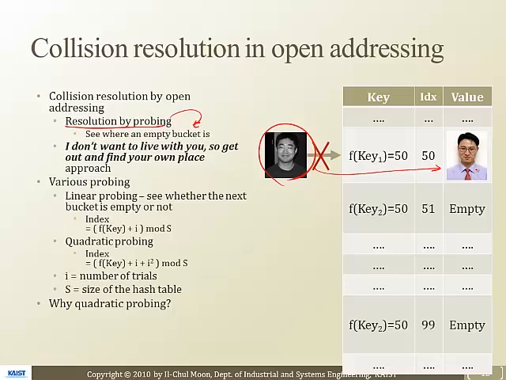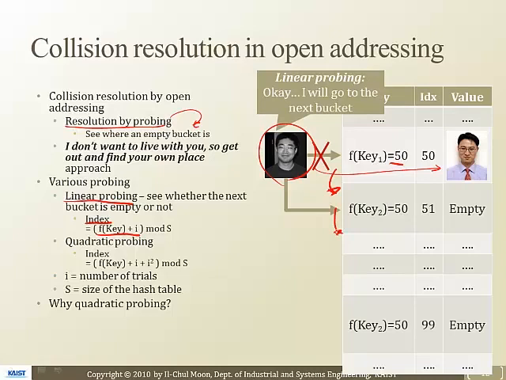There are various methods to search for an empty space from a given index. One is called linear probing. See whether the next bucket is empty or not. So just add one to the index. 50 is occupied, so I go to 51. 51 is also occupied, so I go to 52. That is linear probing. I go to the next bucket.